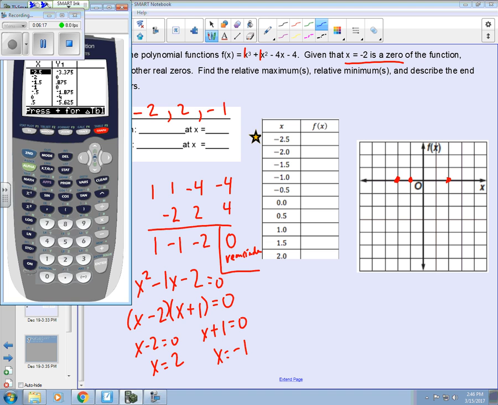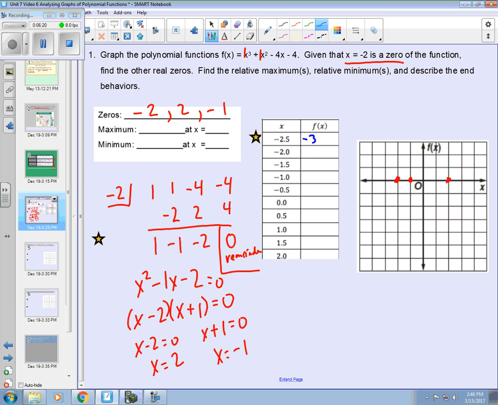We got negative 3.375. This one was 0. And we can fill all these in on there. This one was also 0.